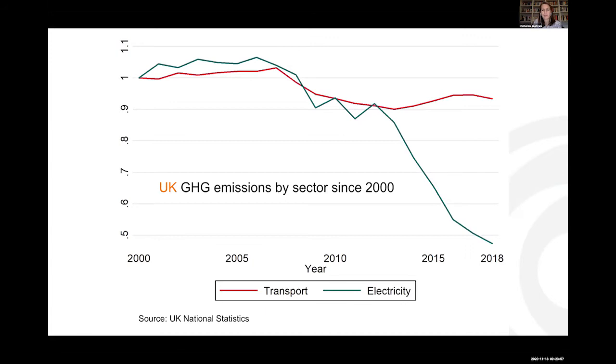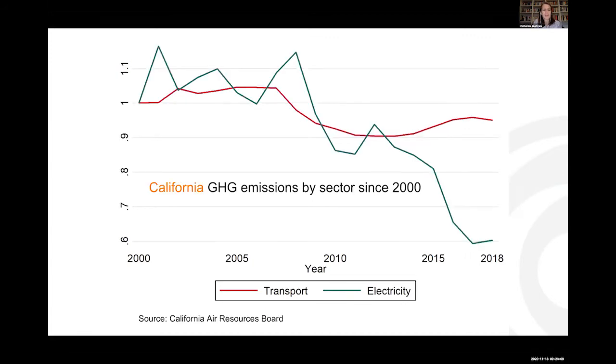Okay, so just to make the point that this is not just a UK phenomenon, this is a very similar graph from California. Again, the bluish green line is electricity sector GHG emissions and the red is transport. The transport line looks almost identical to what you saw in the UK. On net, only about a 5% reduction in GHG emissions by 2018. The emissions are at 95% of what they were in 2000, but in the electricity sector, pretty profound reductions.